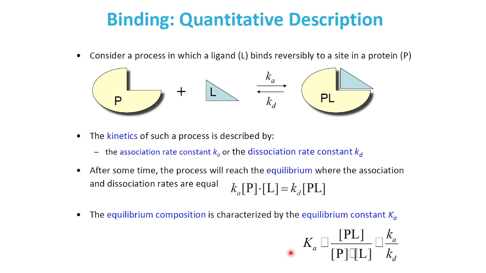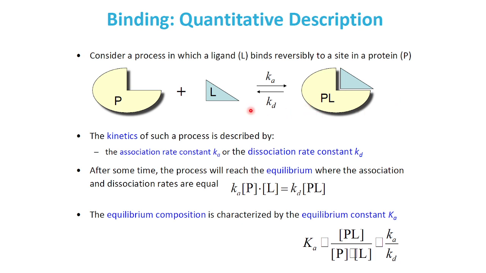Now, the quantitative description of binding says that if we consider a process in which a ligand, say L, binds reversibly to a site in a protein called P. So you have a protein molecule called P, and then you have a ligand, and this is called the rate constant of association, and this is the dissociation constant. Ka stands for association constant, Kd stands for the dissociation constant, and then you get the protein-ligand complex.